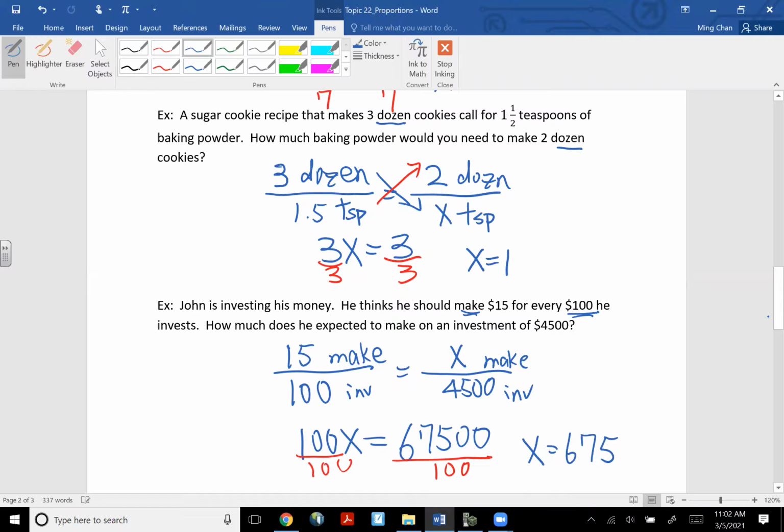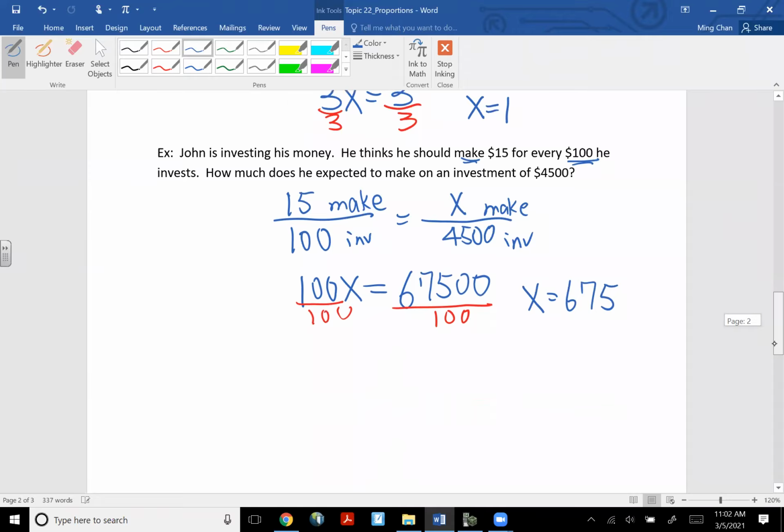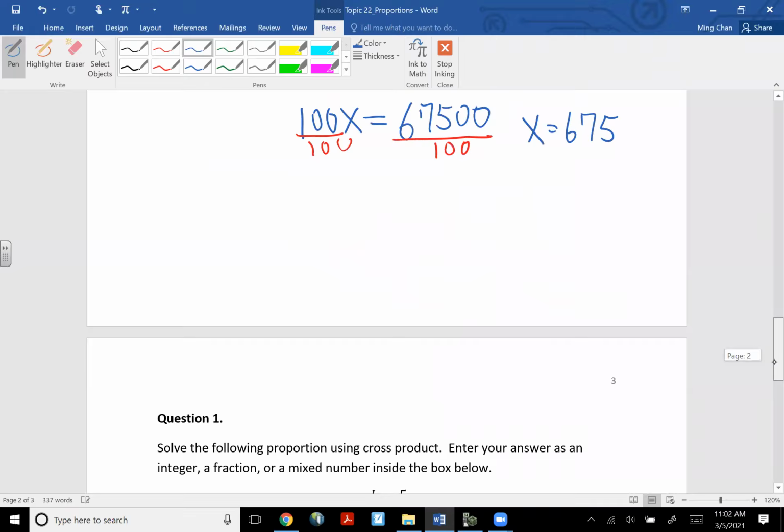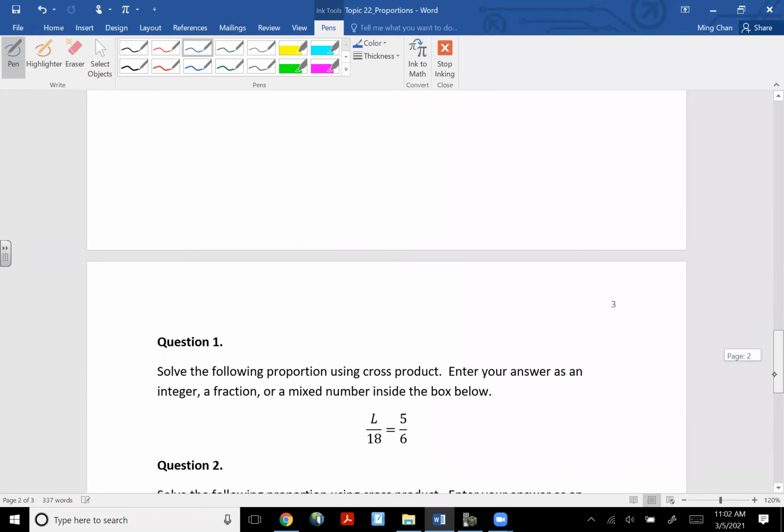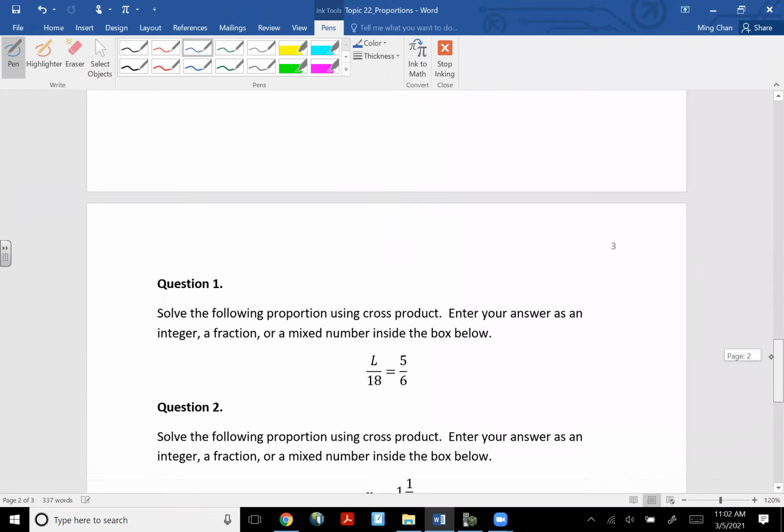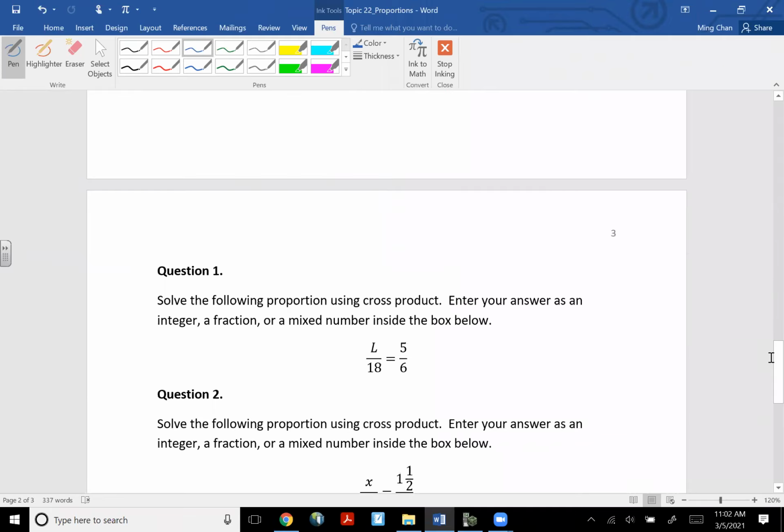All right. So let's look at some homework problems. Solving proportion. So remember, I want you to leave your answer as a fraction, okay? You don't necessarily have to go to a mixed number for a problem like this one. The rule of thumb is, whenever we solve an equation, we try to leave our answer as a fraction, whether it's proper or improper.